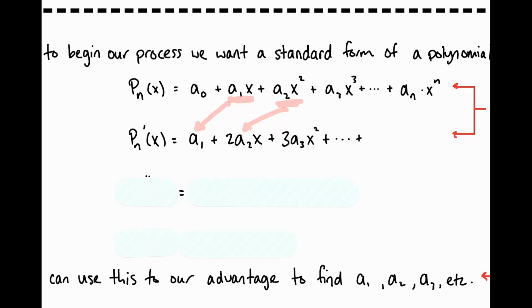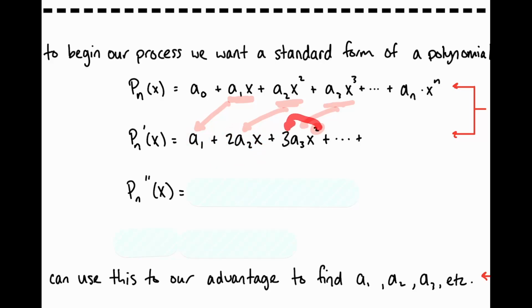This one, the 2 popped down in front. This one, the 3 came down and we subtracted a power, right? And we keep going, which is fantastic. And if we wanted to find then the second derivative, well, the same thing happens. This thing is going to go away. This x is going to go away. So we should just get a 2a2.